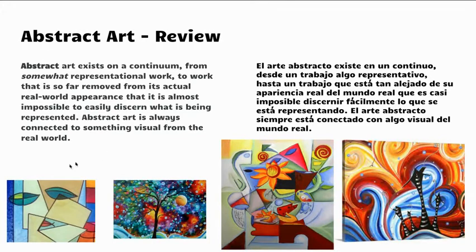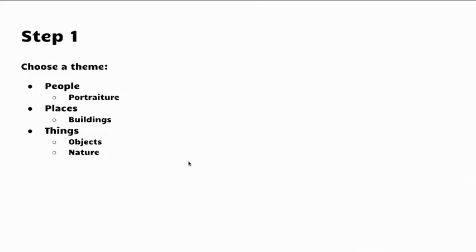So here we have a portrait. Here we have a tree in winter. Here we have a still life. Here we have a cityscape. So your first step is to choose a theme. You could do people, as in portrait, places, as in buildings, or things such as objects or nature.